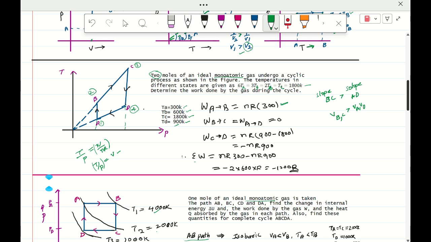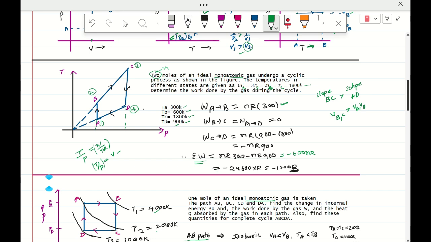Now, total work done, sigma dW, is equal to adding these work done values along the clockwise cycle. So therefore, you will get here nR into 300 minus nR into 900. Therefore, 2 into 600 into R. This is minus 600R that will come here. That is equal to minus 600R. nR will come, so n is equal to 2 moles is given, n value.